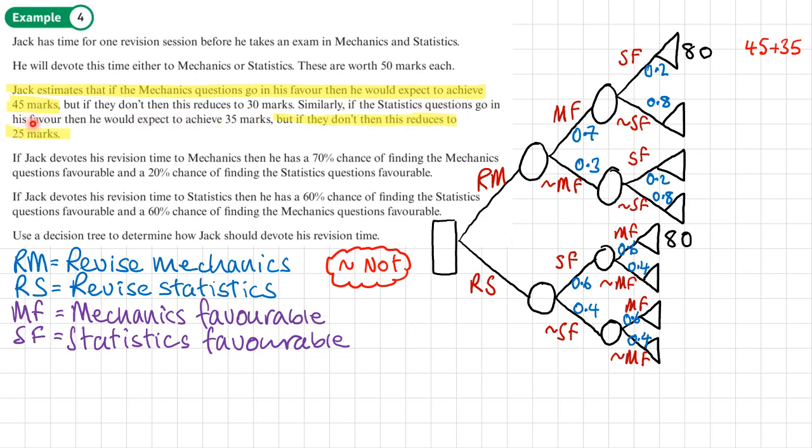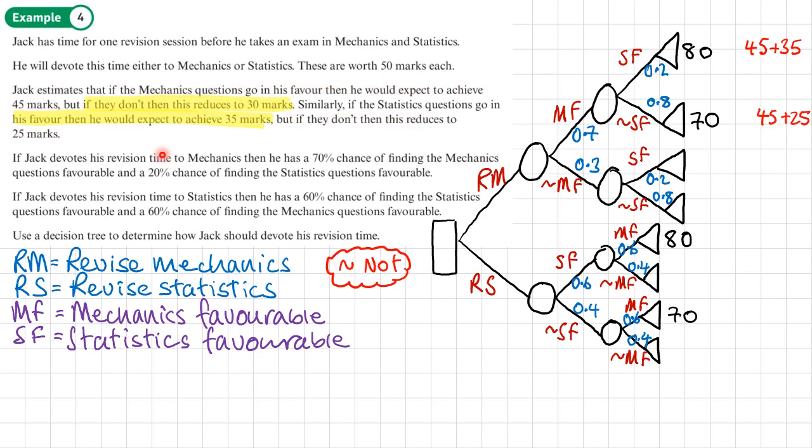Now the other place where he has favourable mechanics and statistics questions is going to be here. So this place here is also going to be 80. Then we just look at the next piece. So now we're looking at mechanics in his favour, stats not in his favour, and that would be a total of 45 plus 25, so that's 70. So mechanics in his favour, stats not in his favour, 70 is going to be on this branch. And there's another place where he has statistics not in his favour, mechanics in his favour, so this one's also going to be 70 as well. So put that in.